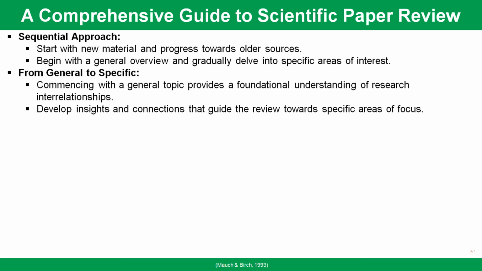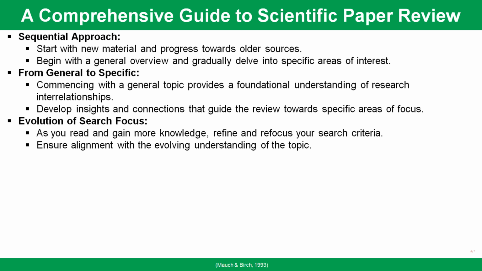By commencing with a general topic, you establish a foundational understanding of the research interrelationships. From there, develop insights and connections that guide the review towards the specific areas of focus. As you progress from general to specific, refine and refocus your search criteria to ensure alignment with the evolving understanding of the topic. As you read and gain more knowledge, continuously refine and refocus your search criteria. This ensures that your literature review remains relevant and up to date.